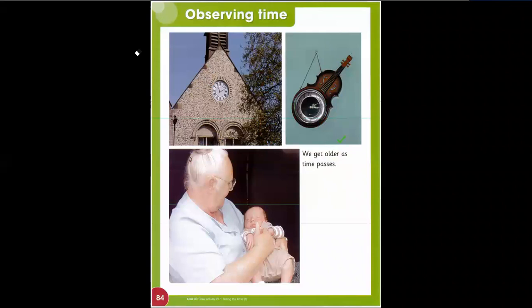So what means observing time? So we know already what is the time. Before, when we do not have clocks, we just make guesses. We get older as time passes. First, in human, we are grown like this, and then with the passage of time, we become like this.